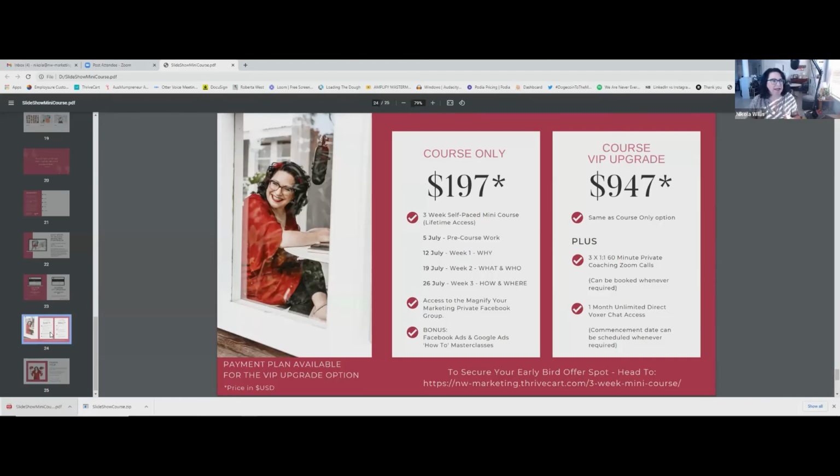So we start with the pre-course work on the 4th of July, with the workbook to allow you to get all the answers you need. And then we go deep into why in the first week: your vision, mission, core values. Then we go deep into what and who: creating your business offering, your customer avatar, and your competitor analysis. And finally, we go into how. What is your solution? How are you hitting the pain point? And where can we find them?